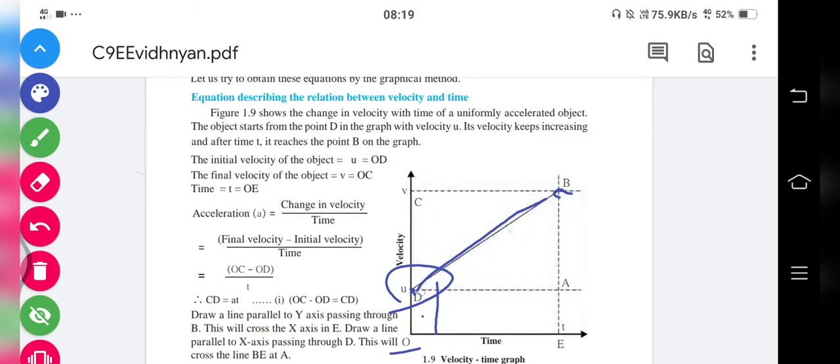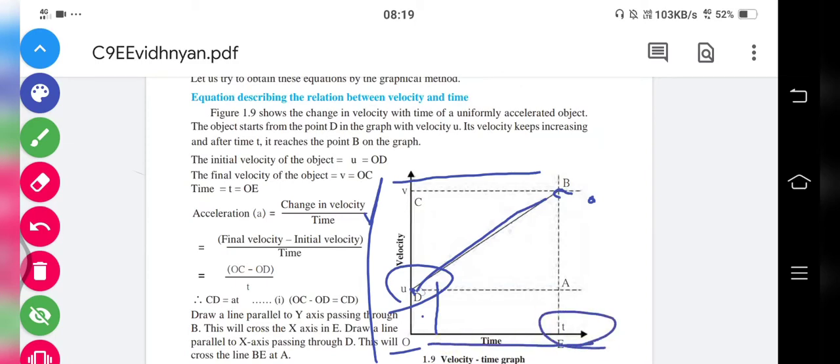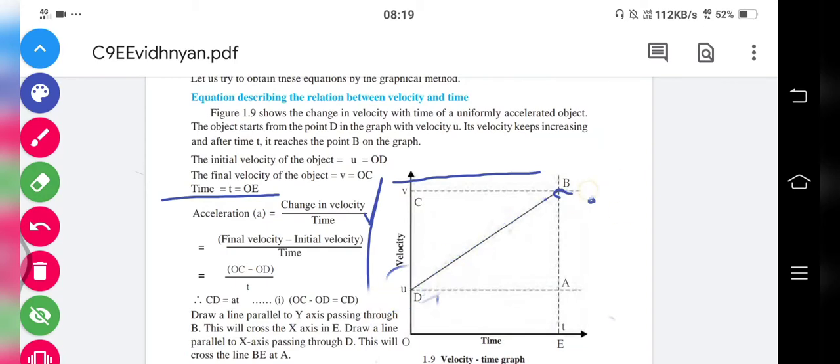Next, the final velocity of the object is OC. You can draw this line equivalent to this, so the final velocity is OC. The time is t. Here the time passes to this point, so the time passed is t. Here is OE. Now you understand the initial velocity, the final velocity, and the time passed.